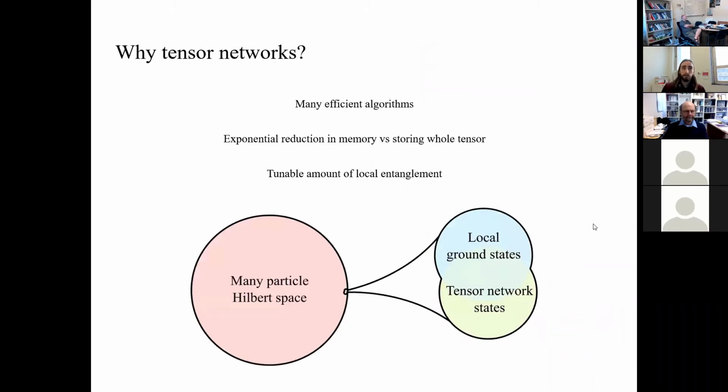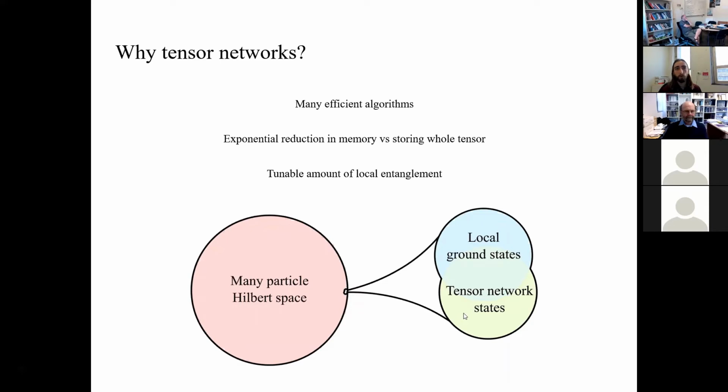So what makes tensor networks useful? Well, they have many great algorithms for optimization and contraction, especially in 1D. As we've already shown, they give you an exponential reduction in the memory compared to storing a general quantum state. But what's the trade-off? Well, they're entanglement limited. They support a tunable amount of local entanglement based on the dimensions of interior indices. Effectively, they lie in this small corner of the general exponentially large Hilbert space, but it's a relevant corner.